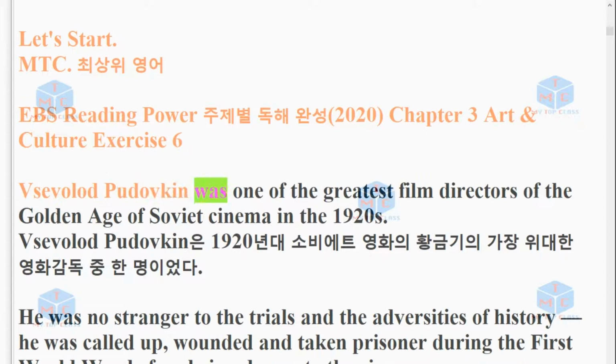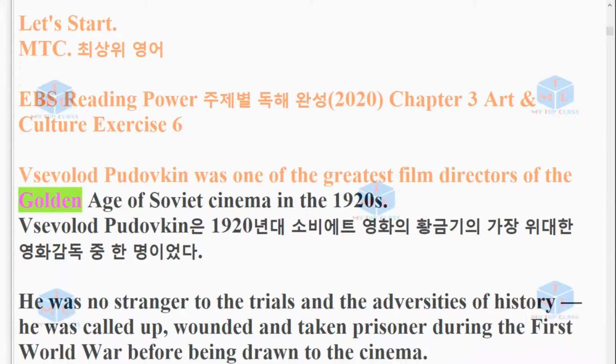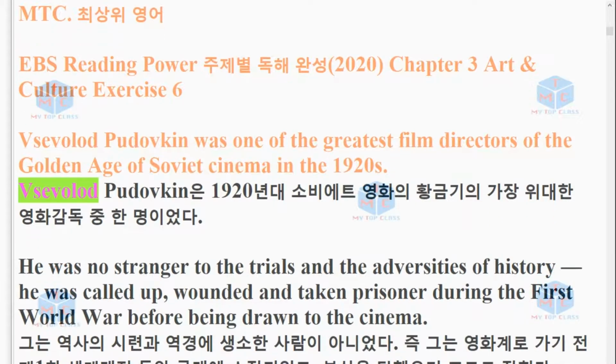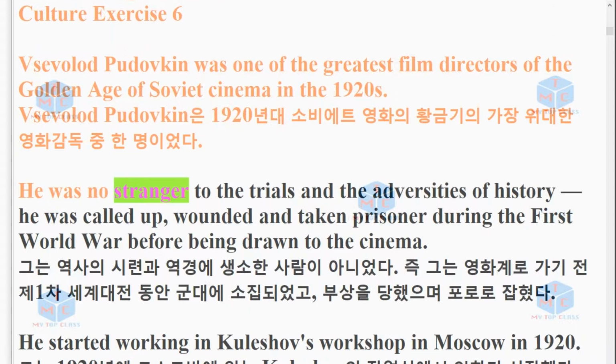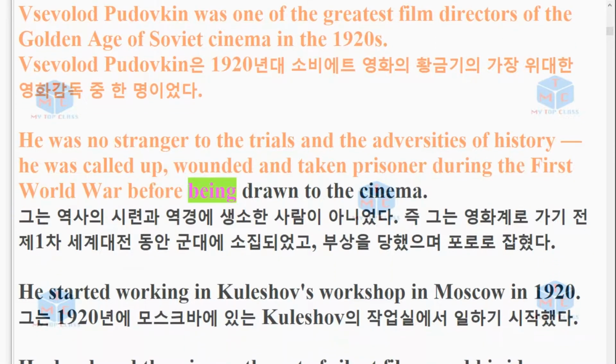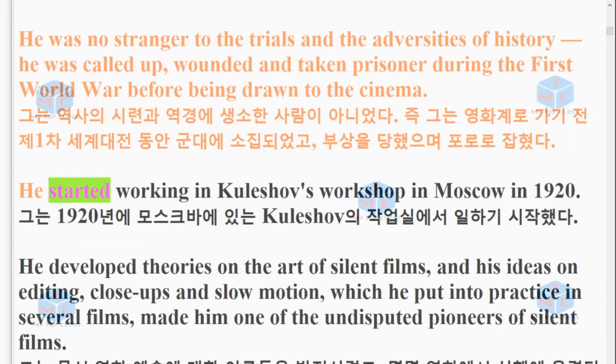Vsevolod Pudovkin was one of the greatest film directors of the golden age of Soviet cinema in the 1920s. He was no stranger to the trials and the adversities of history. He was called up, wounded and taken prisoner during the First World War before being drawn to the cinema. He started working in Kuleshov's workshop in Moscow in 1920.